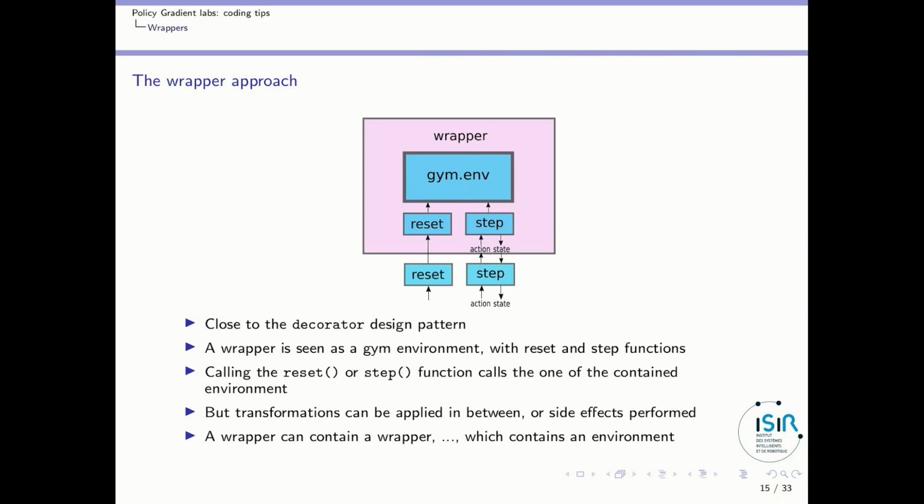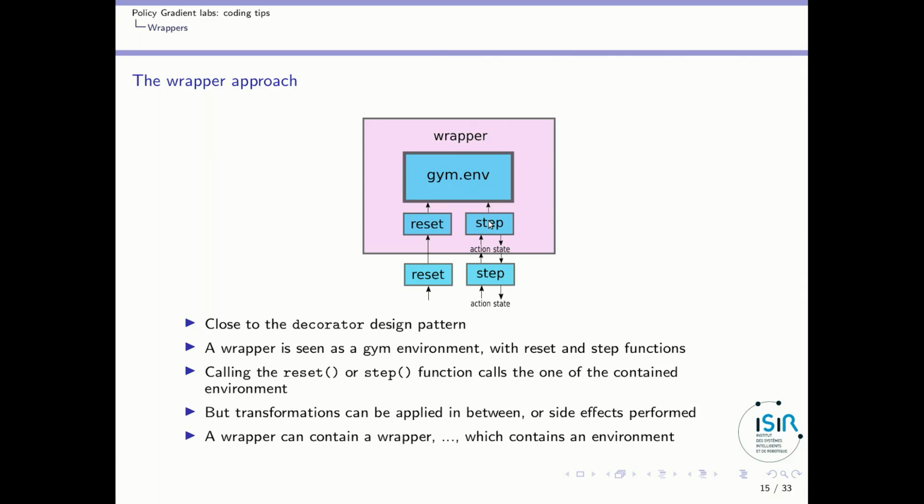Okay. So let's move to an interesting part, which is the gym wrapper approach. In these policy gradient labs, we will use OpenAI gym environments to test the reinforcement learning algorithms. Those gym environments are, for instance, cart pole, mountain car, continuous mountain car, pendulum, and there are many, and you can find them on the OpenAI gym website. A gym environment is a specific class corresponding to an environment, and it provides a few methods, the most important being reset and step.